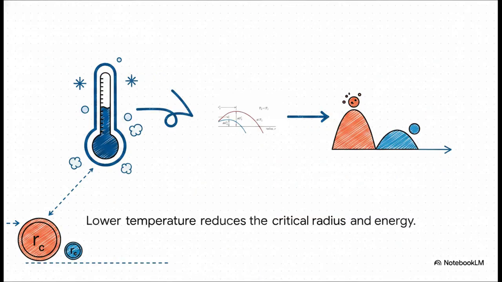So you might be wondering, how do we actually help the phase change survive this tightrope walk? Well, we play with the temperature. By dramatically lowering the temperature, we alter the physics at play. You'll find that dropping the temperature significantly shrinks both the critical radius and the activation free energy needed to cross that barrier. We are basically lowering the mountain for our atoms.